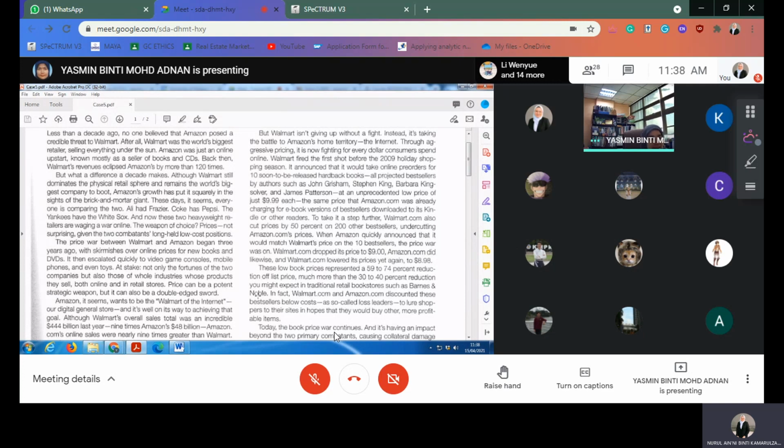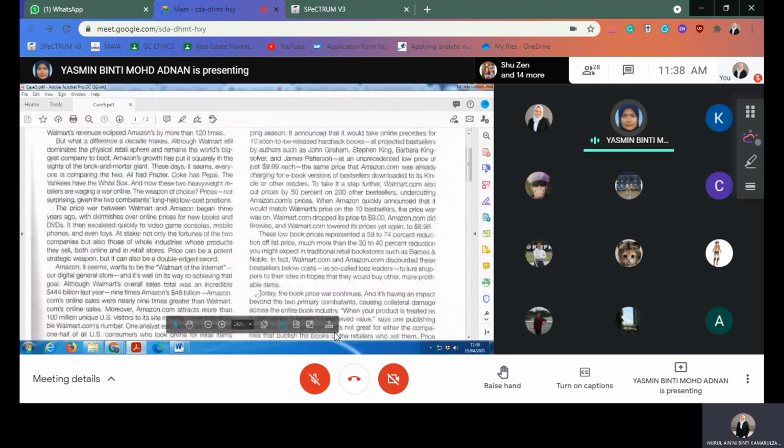So in this case, it says what is the weapon of choice? We're talking about prices. These two retailers have both moved into online, as well as having retail outlets. So this is what we see also now. All the products have changed a lot from what was being sold then. Since some time ago, it's just about the price war.